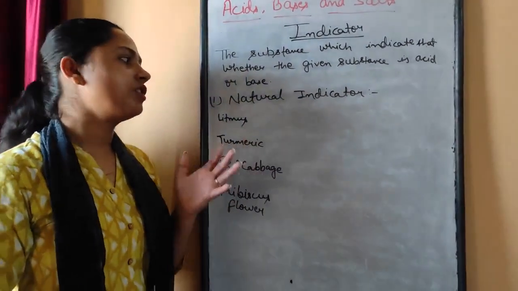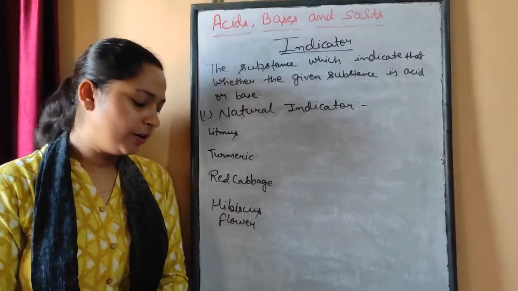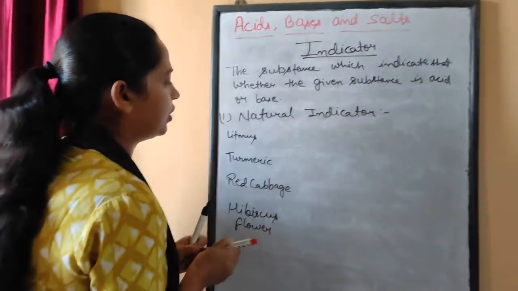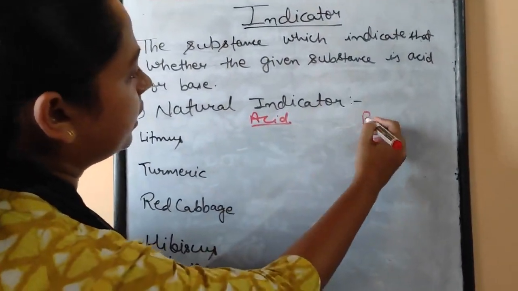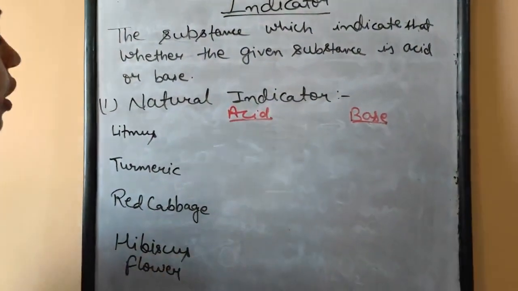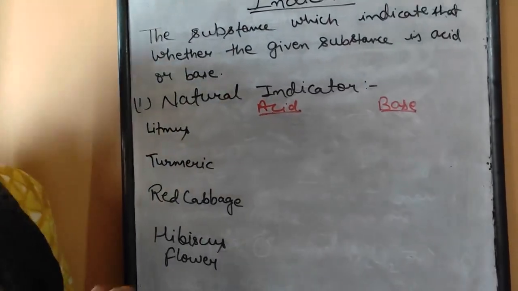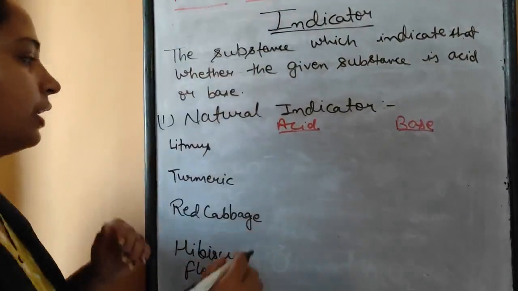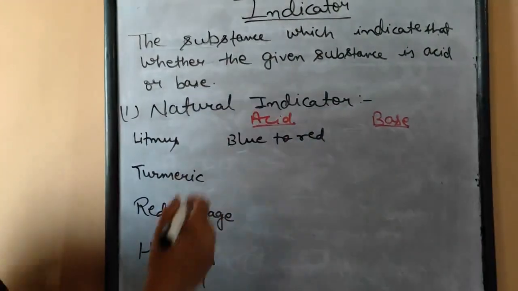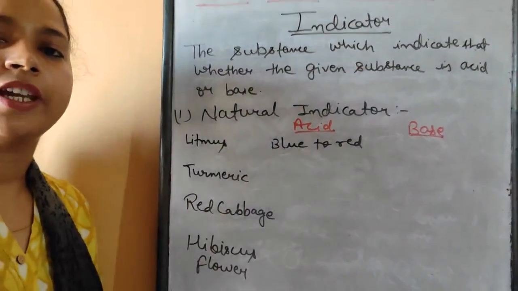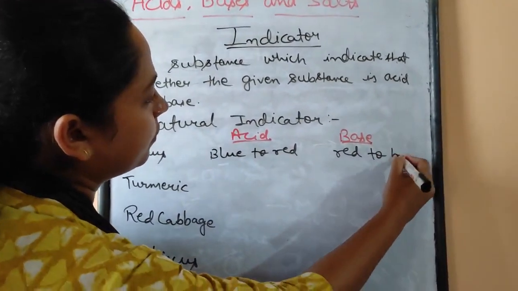Okay, so what is the change in color which it shows, which gives us the idea about the acid or base? If we are writing about the change in color, here we'll write about the acids and here we'll write about the bases. So what are the changes in color of these indicators? Litmus is very common to you. Litmus changes blue to red if the given substance is acid, and if it is a base then it changes red to blue.